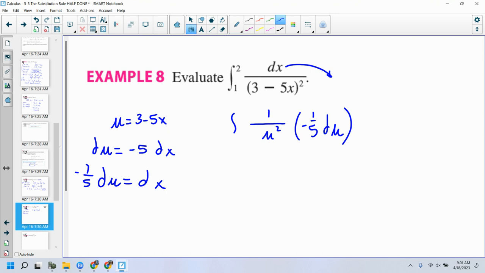Now, what are my new boundaries going to be now that I've switched my variable? Well, what's 1 going to turn into? Negative 2. 3 minus 5 times 1 is negative 2. What's 2 going to turn into? Negative 7. 3 minus 10, 2 times 5. 3 minus 10 is negative 7. Yeah, plug it into u.